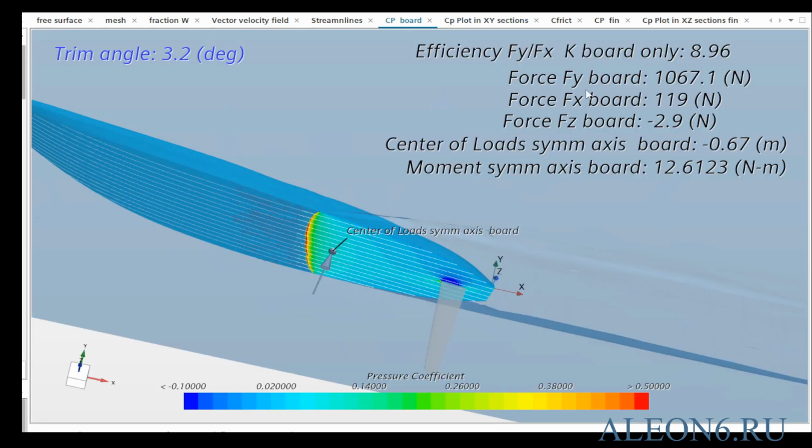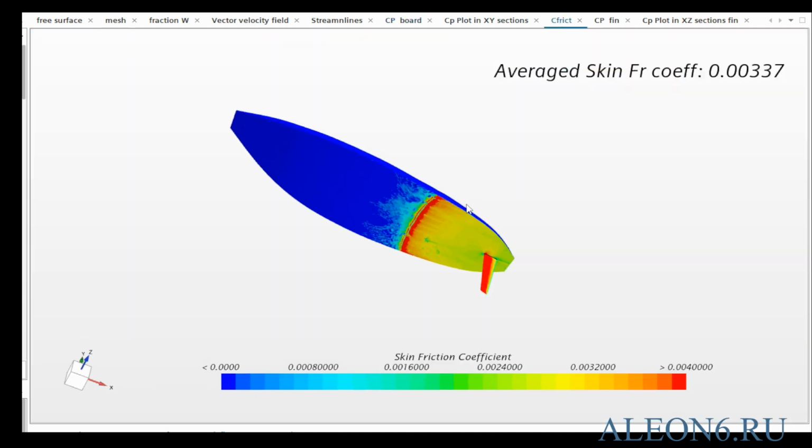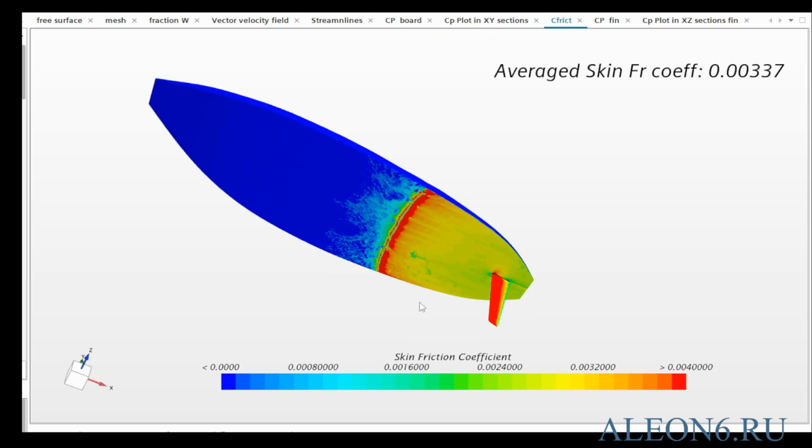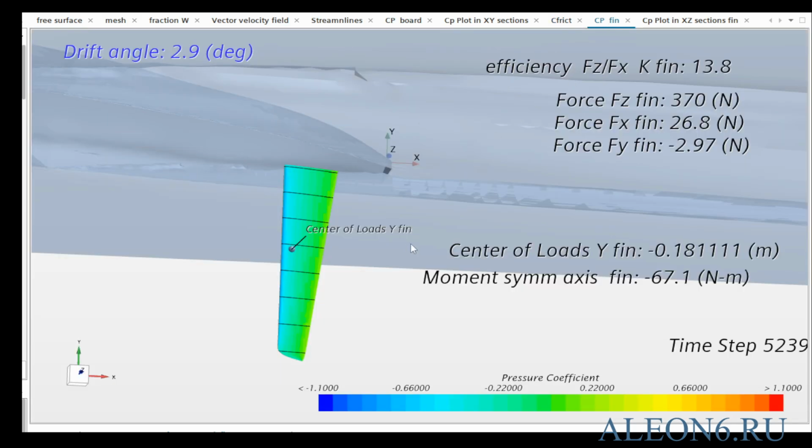The board's planing efficiency is approximately 9 units. Friction force due to viscosity is significant all over the wetted surface, which has a rather small aspect ratio of around 1. We'll also calculate the excess pressure coefficient separately for the fin. This is the windward side. The obtained required drift angle is approximately 2.9 degrees.